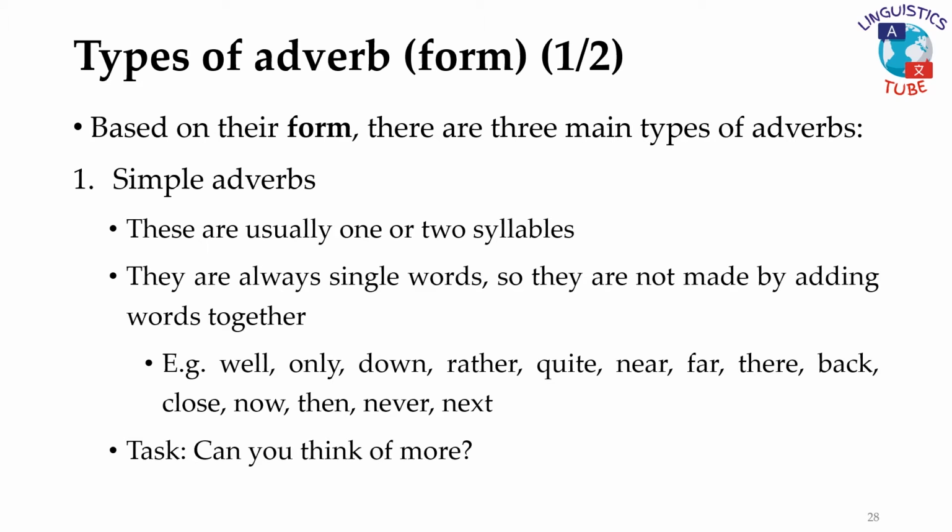In other words, the form of the adverbs is the criterion that was used to put the adverbs into these three groups. Therefore, the adverbs have been categorized based on what they look like, not what they do. We'll begin with simple adverbs. These are the shortest adverbs, so they are usually only 1 or 2 syllables. Importantly, they are always single words, so they have not been made by adding 2 words together.